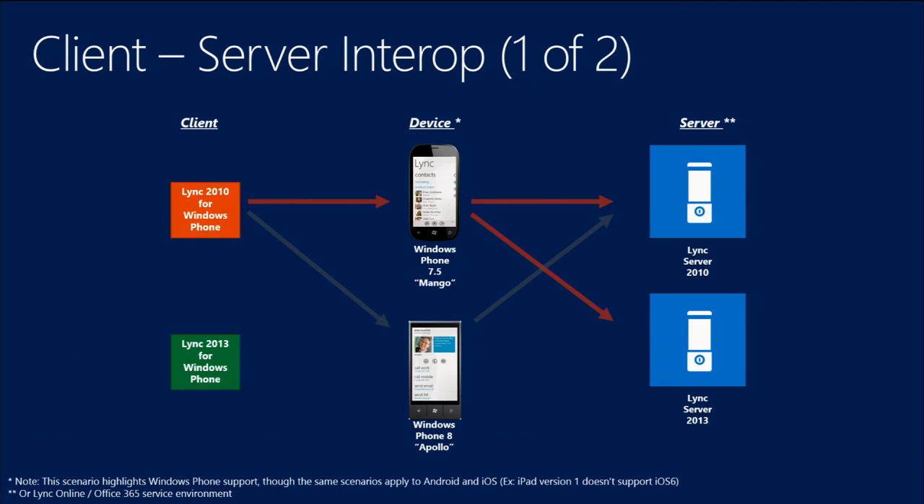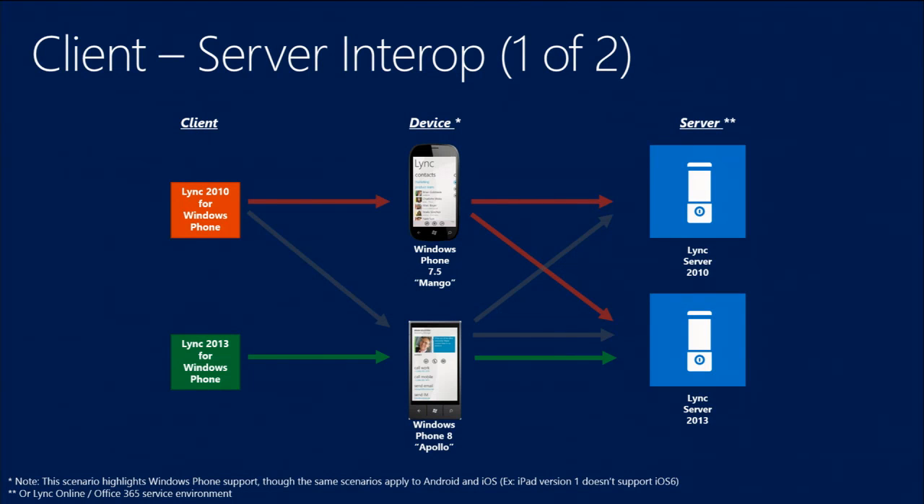So if you had a Windows 8 device, you can install the Lync 2010 client on that Windows 8 device, and that Windows 8 device could log into the Lync Server 2010 as well. And then we have the Windows 8 phone, again, with that 2010 client, signing into the Lync Server 2013. And then here's where we're actually running the 2013 client on that Windows 8 device, signing into a 2013 server.